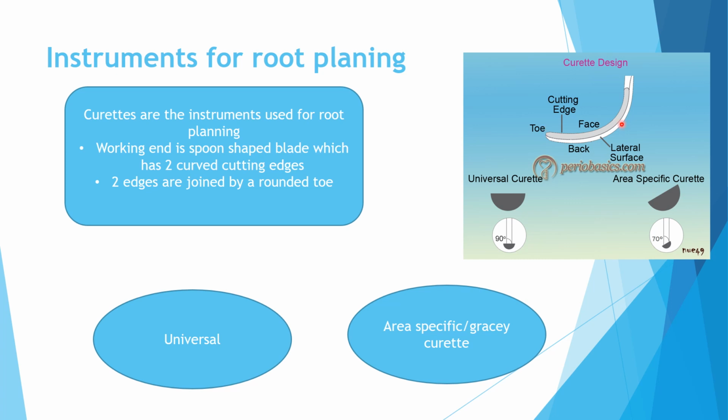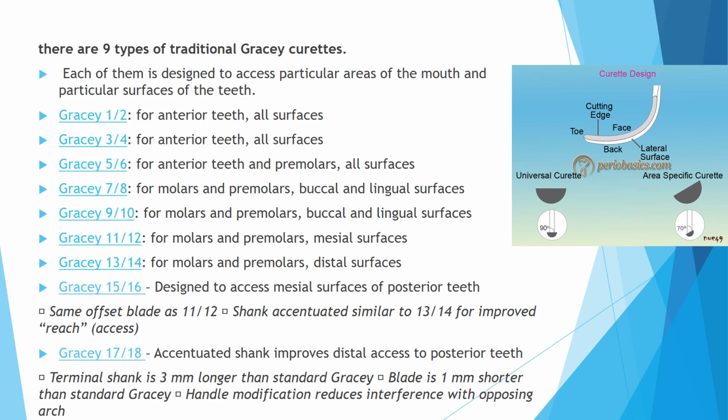There are two types, that is universal curettes and area specific curettes. Under area specific curettes, we have the traditional Gracey curettes: Gracey 1, 2, Gracey 3, 4, Gracey 5, 6, 7, 8, 9, 10. They are specifically known for specific areas. That is 9, 10, 11, 12, 13, 14, and 15, 16. The modification for 11, 12, and the modification 17, 18 for 13, 14.